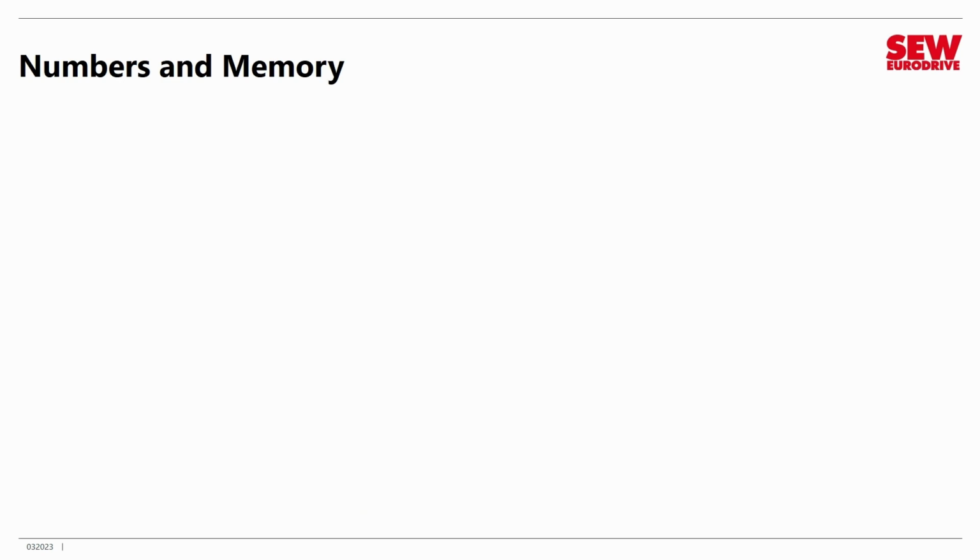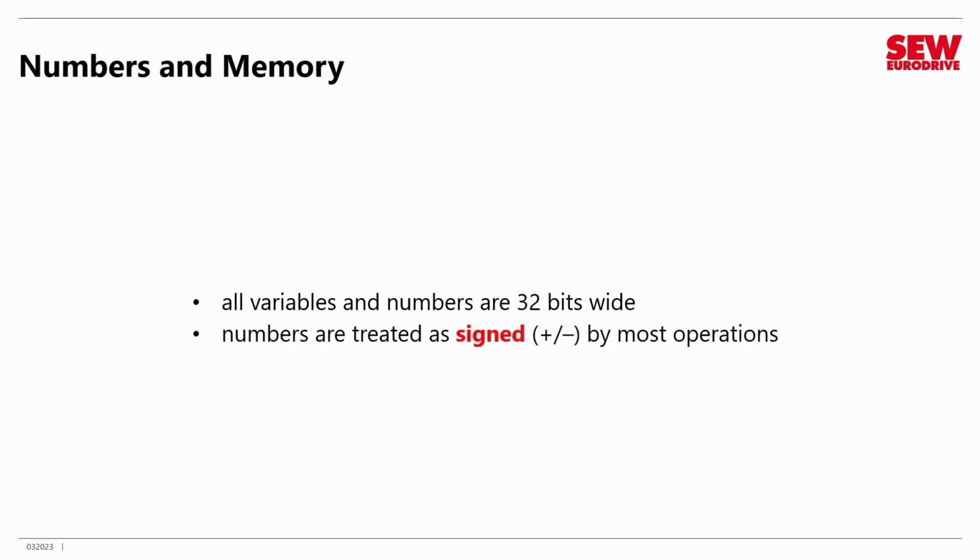Now let's talk about the numbers that we shove into those variables, into those memory locations. 32 bits gives you a fairly big number. All variables and numbers are 32 bits wide, and they are signed. That means they're positive and negative. All right, an unsigned number isn't really either. It's just a magnitude, but these are signed numbers. They're plus or minus. This is different from the C programming language where you can have both signed and unsigned. Most other languages also allow that, but IPOS does not.